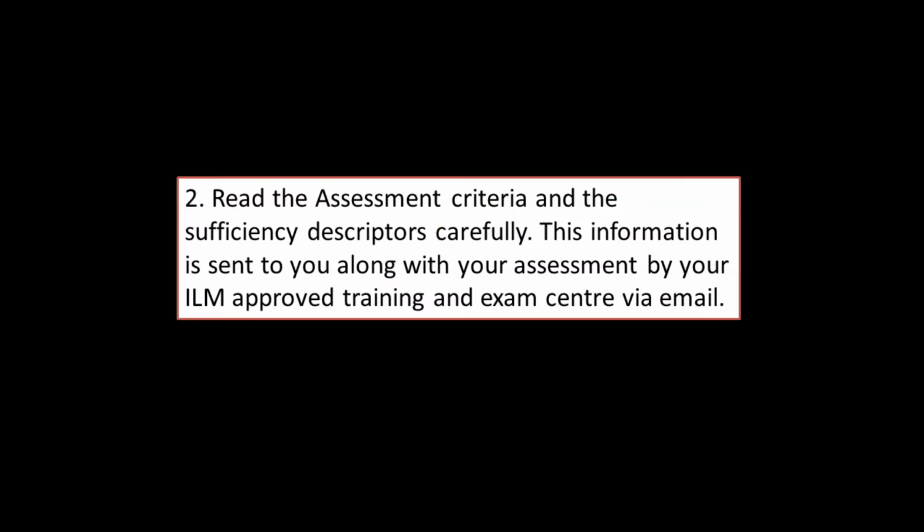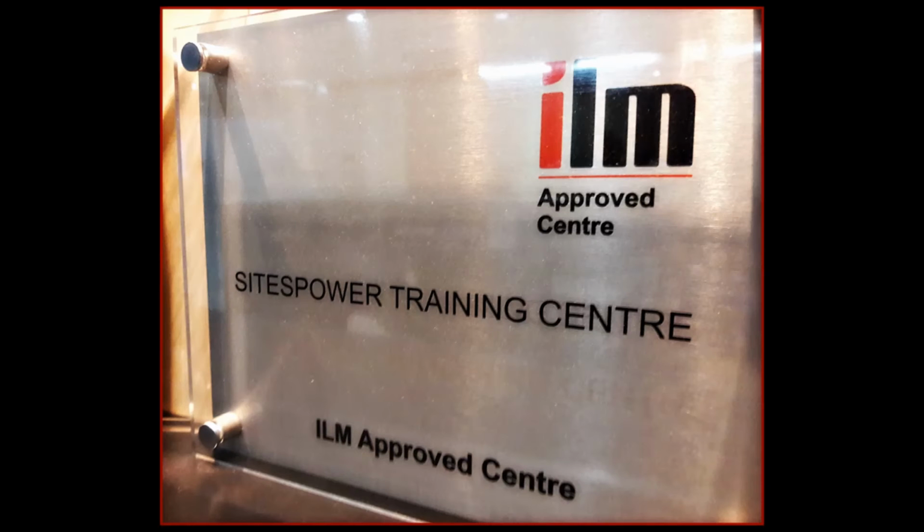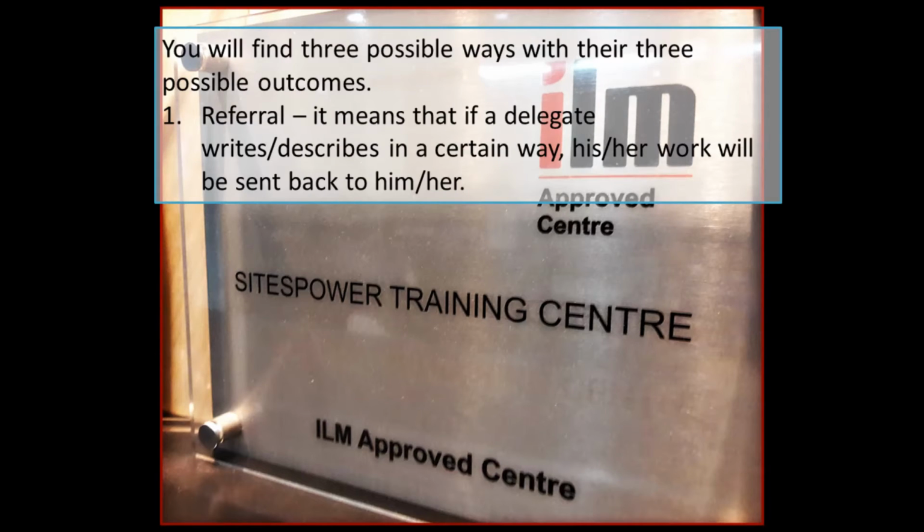Number 2. Read the assessment criteria and sufficiency descriptors carefully. This information is sent to you along with your assessment by your ILM approved training center via email. So you will find 3 possible ways with their 3 possible outcomes. Number 1, the minimum one, and which is not a good one, is the referral. It means that a delegate writes and describes in a certain way that makes his work or her work unacceptable, and it will be sent back to him or her.